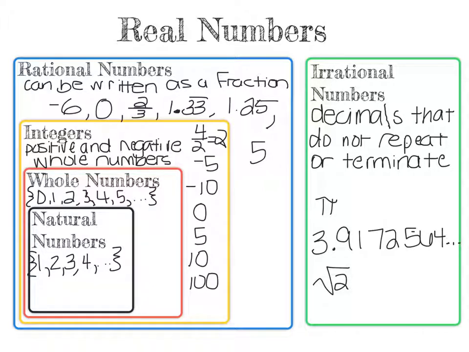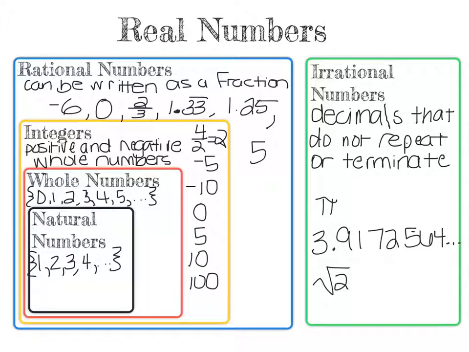If we take a look at these real numbers, especially the rational numbers, notice how natural numbers is inside the whole numbers box. That means that all the natural numbers are also whole numbers. And it means that all the whole numbers, except for 0, are natural numbers.